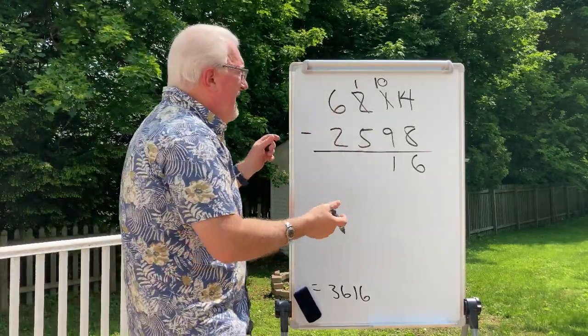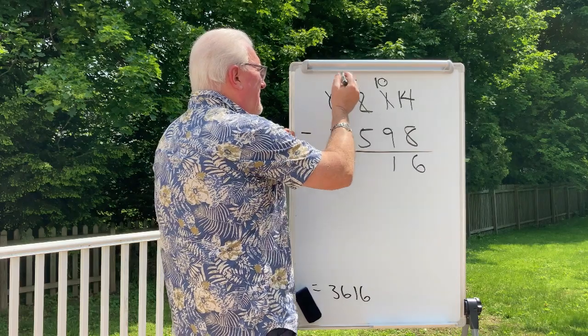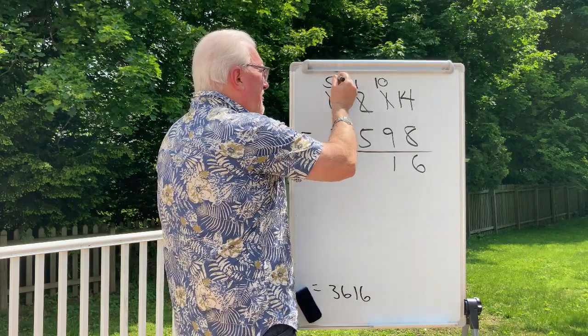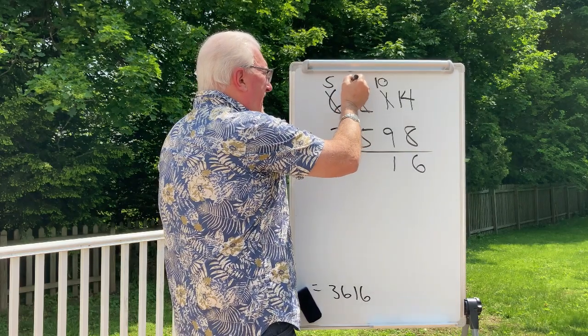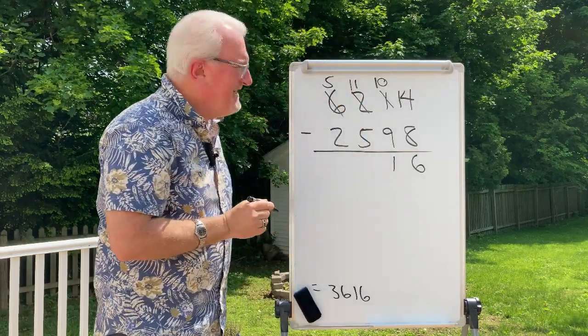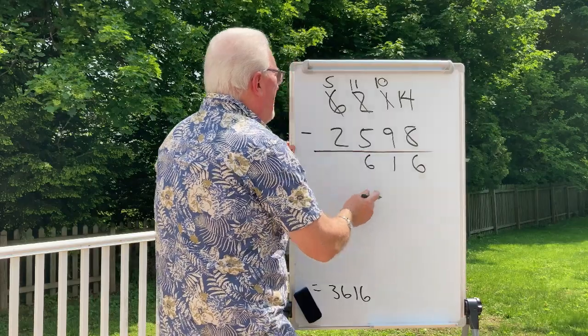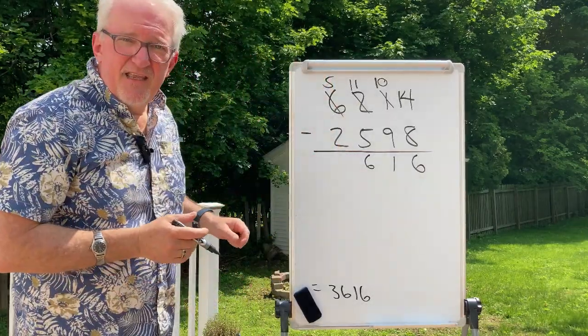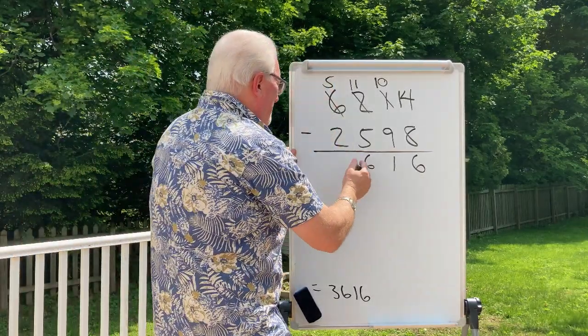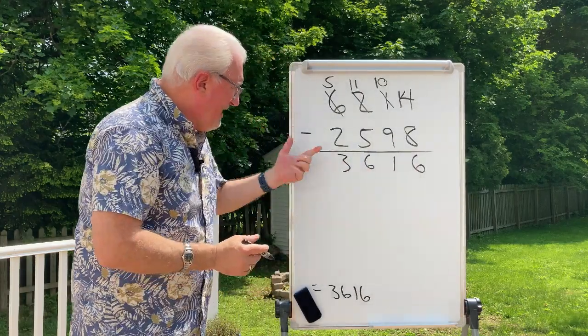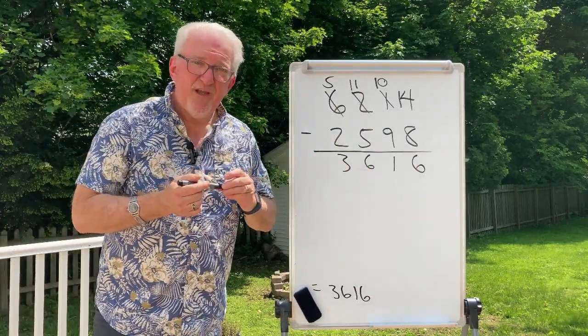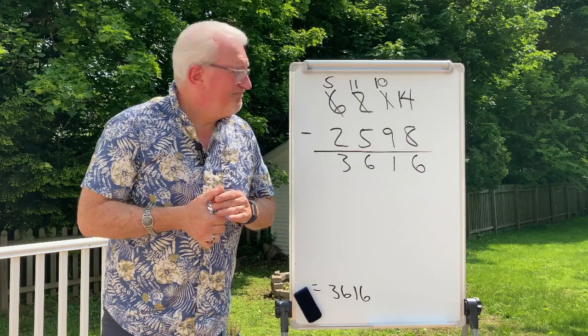Can't do 1 minus 5. That would give us a negative number. We cross out the 6 in the thousands column, decrease by 1, bring that 1 borrowed into the hundreds column. 11 minus 5 is 6. And then in the thousands column, we have 5 minus 2 is 3. Sure enough, we get exactly the answer that we had gotten before.